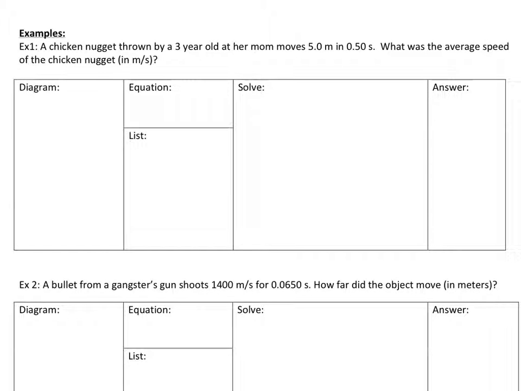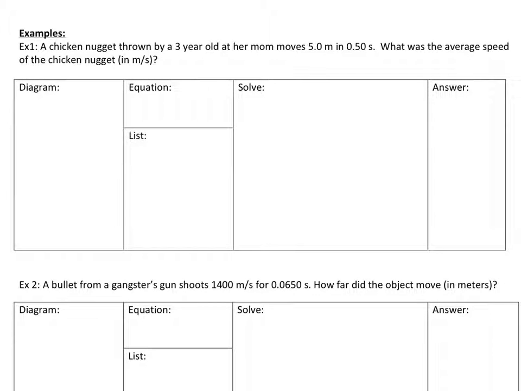Alright, so whenever you are doing a physics problem, make sure you have a highlighter or colored pencil in hand and get ready to find the important parts in the question. So read carefully. It says that a chicken nugget thrown by a 3-year-old at her mom moves 5.0 meters in 0.50 seconds. What was the average speed of that chicken nugget in meters per second?